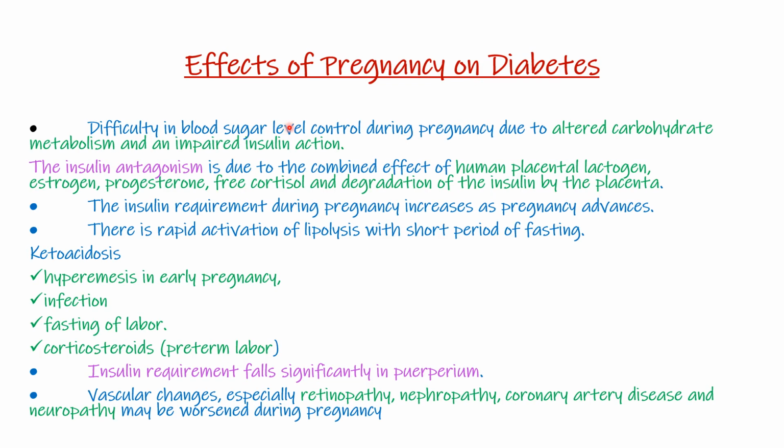Effects of pregnancy on diabetes. This statement means: what are the effects that pregnancy will have when we already have diabetes? Difficulty in blood sugar control during pregnancy is due to altered carbohydrate metabolism and impaired insulin action. This impaired insulin action is due to insulin antagonism from the combined effect of human placental lactogen, estrogen, progesterone, free cortisol, and degradation of insulin by the placenta. So we already have an existing problem, but now we are worsening it. We already had diabetes mellitus, but now we are worsening this diabetes mellitus. I hope you have understood.